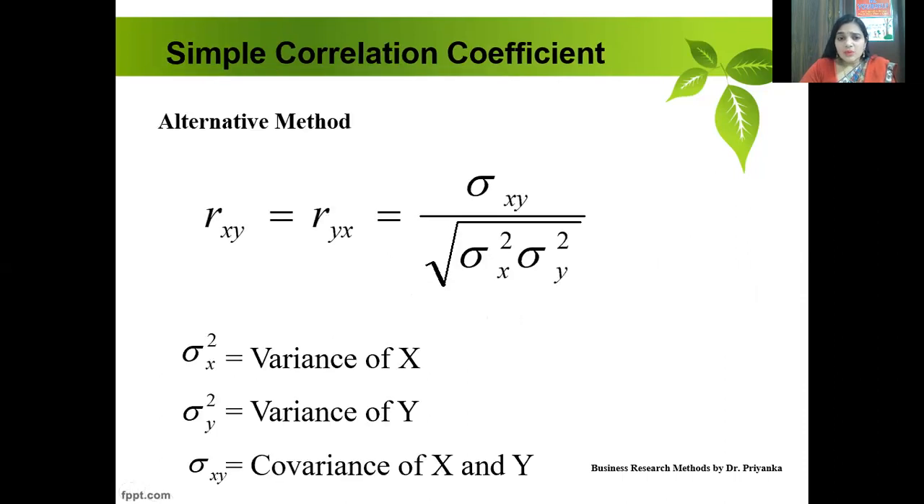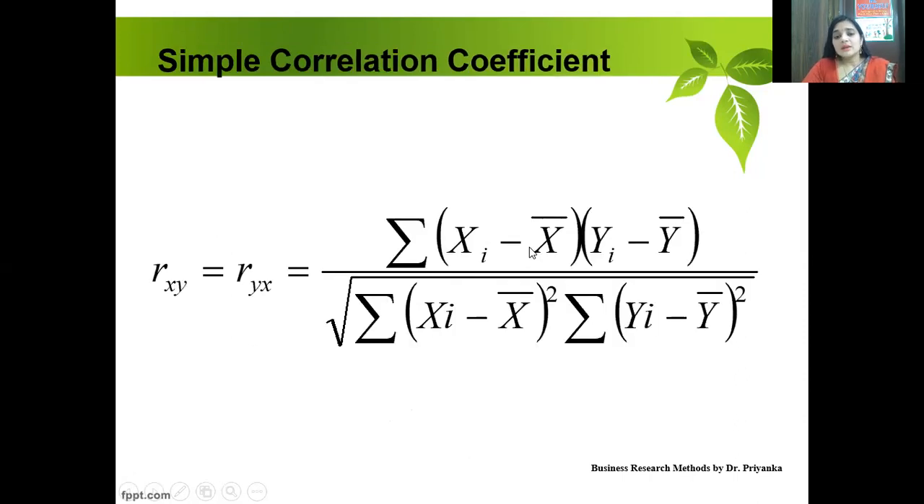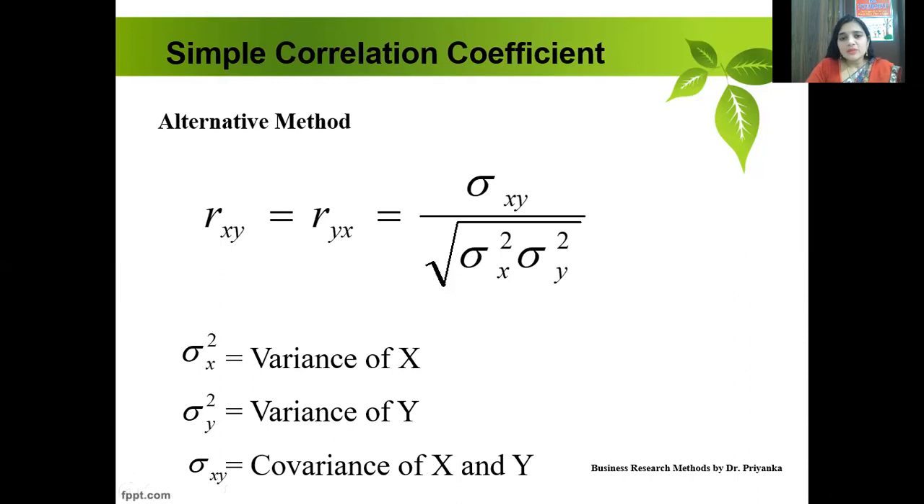There is an alternative formula as well, and that is sigma xy divided by the square root of sigma x square and sigma y square, right? And this sigma xy is basically the covariance of x and y. Sigma x square is the variance of x, and sigma y square is the variance of y. Like you can see here, this is the variance of x, this is the variance of y, and this is your covariance of x and y, right? The same way you will be applying the formula.